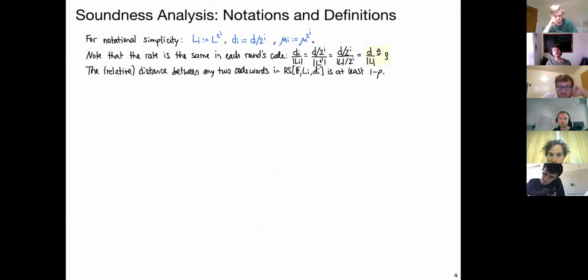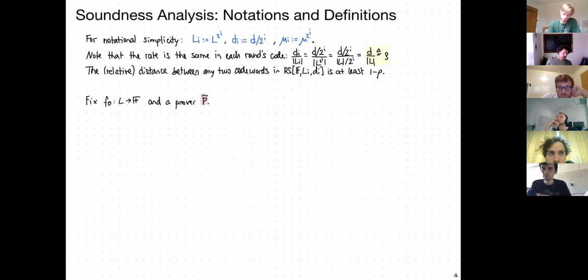Next, we'll have the relative distance between any two codewords, and that's a property of the Reed-Solomon code. The relative distance is 1 minus rho. What's special about the Reed-Solomon code is that the relative distance plus the rate equals 1. If you know it from coding theory, then good, but other than that, take it as a well-known fact regarding the Reed-Solomon code.